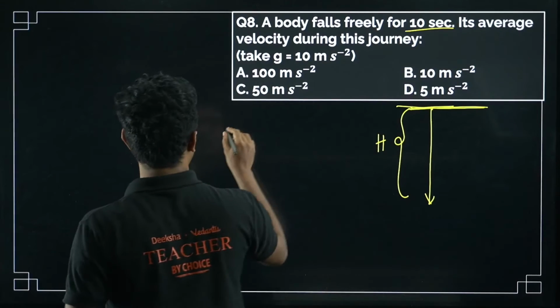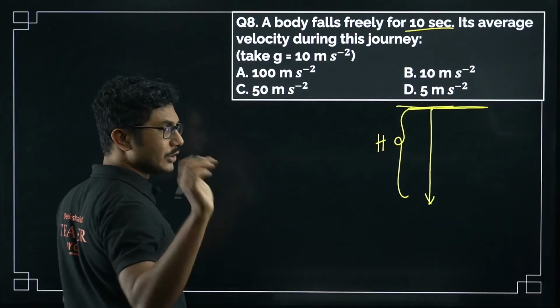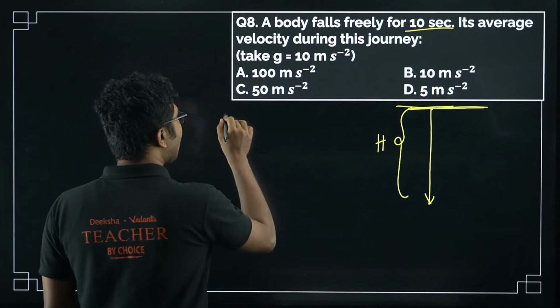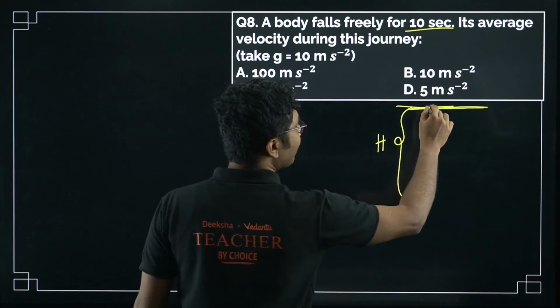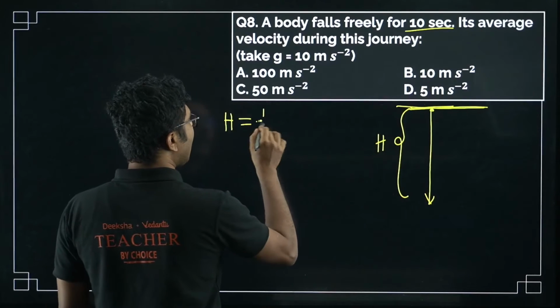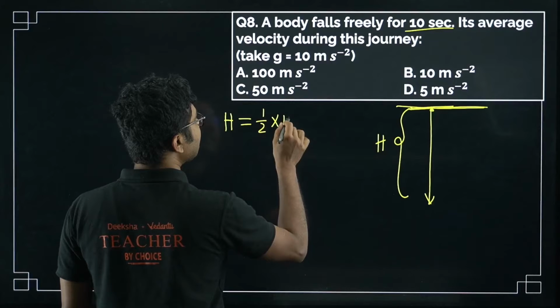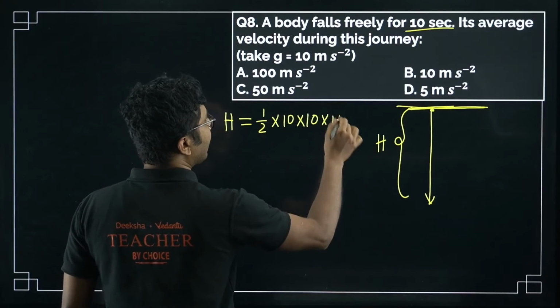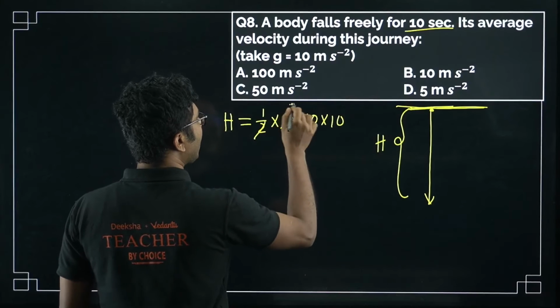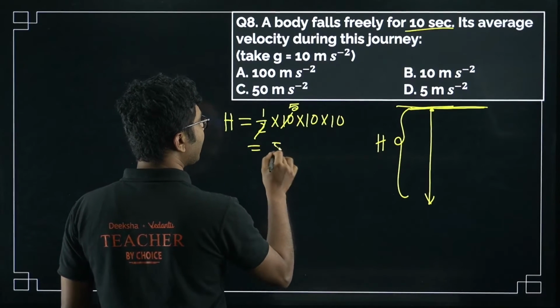So what formula will we use? We will use s equals ut plus half at square. Now s is given by h, u is 0 because it started falling from rest, and half g t square will be there. g is 10, t square is 10 into 10, so 5 into 100. So height is 500.